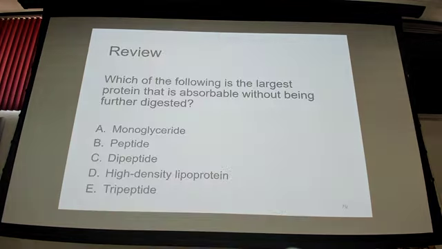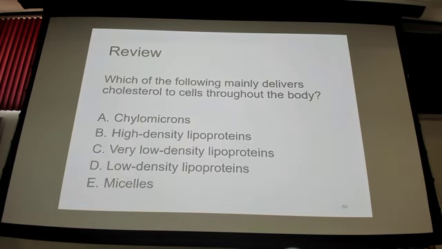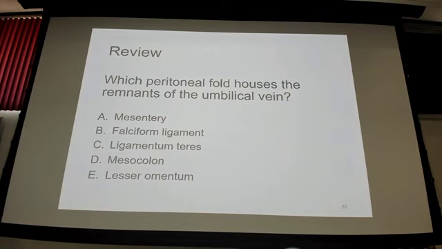Anyway, so peritonitis. All right, you want to do these questions now or tomorrow? Too bad. Do them now. So what's the biggest lipid? What's the biggest protein? Tripeptide. You guys got it? Yeah. Tripeptide. Okay. Which one delivers cholesterol? All right, cholesterol is no good. These guys are not our friends. LDL does most of the cholesterol delivery. Which one scavenges cholesterol? HDL. Very good. And which peritoneal fold houses the remnants of the umbilical vein? Yep. All right. Very good.